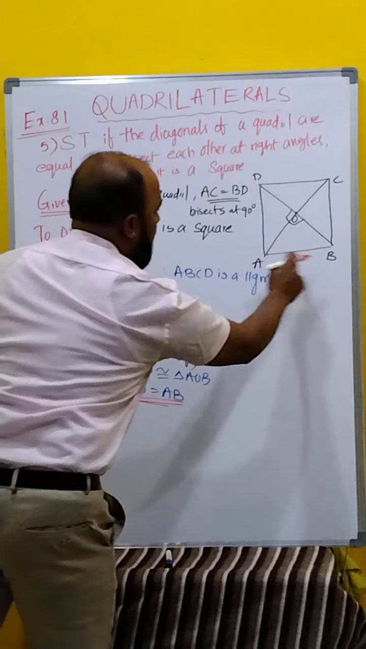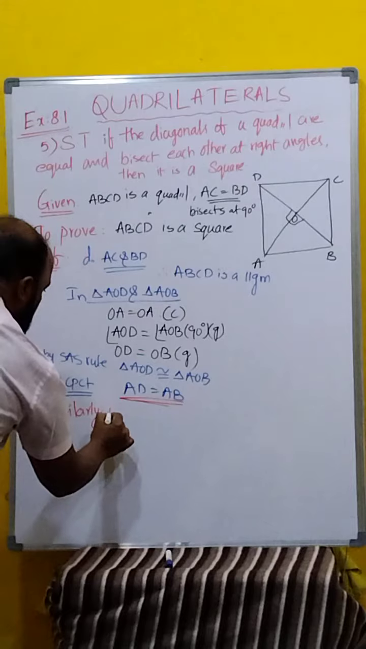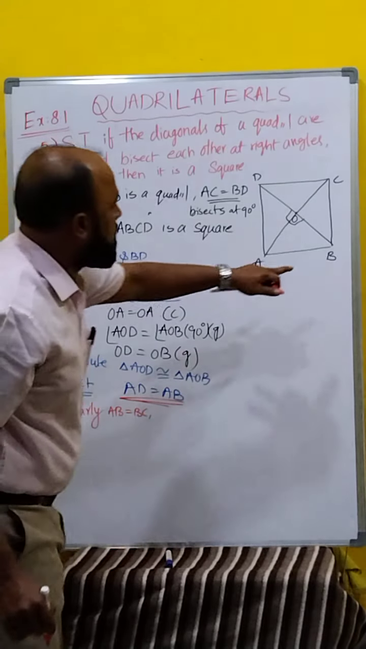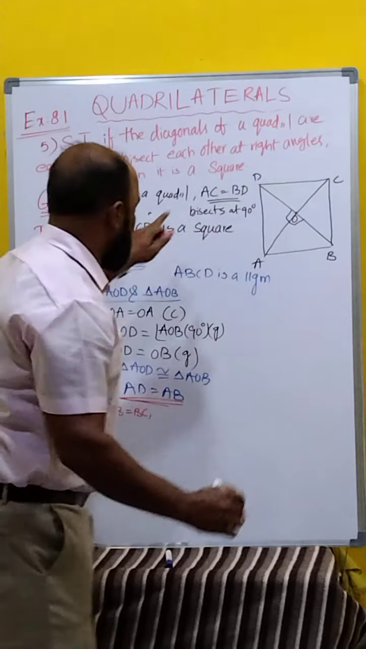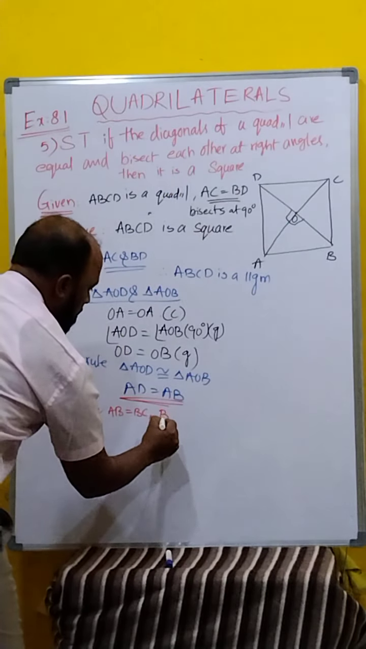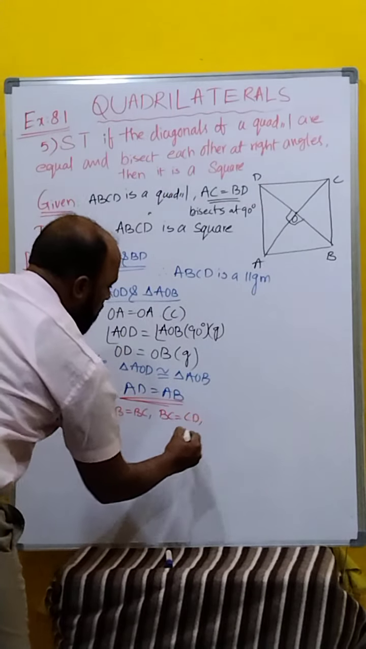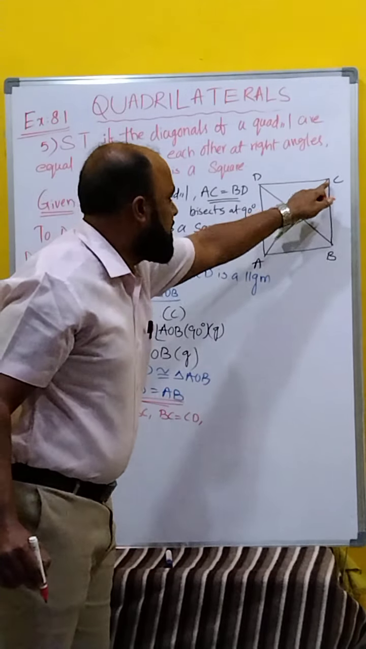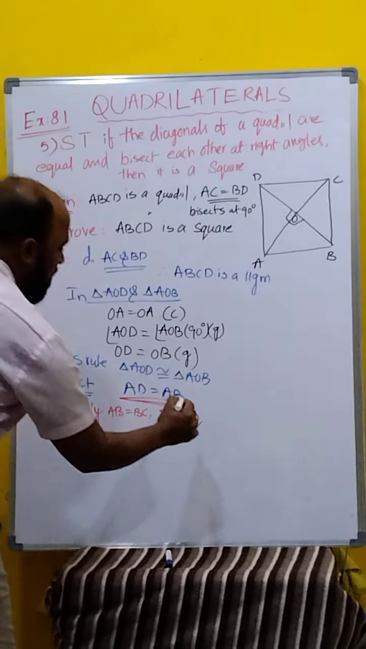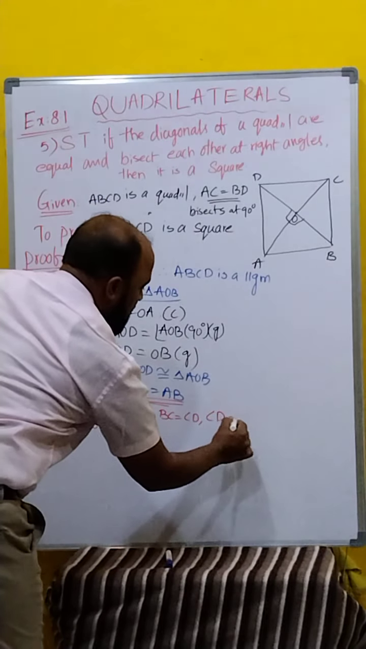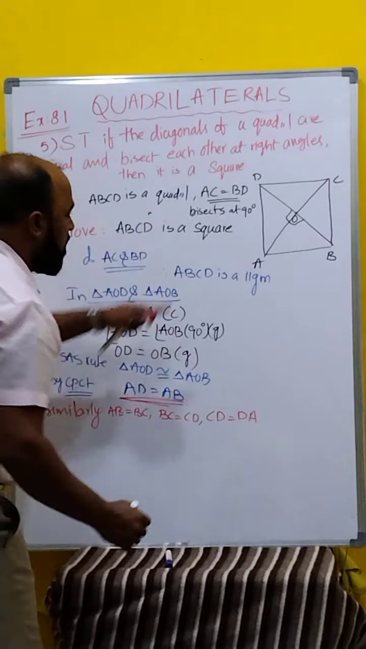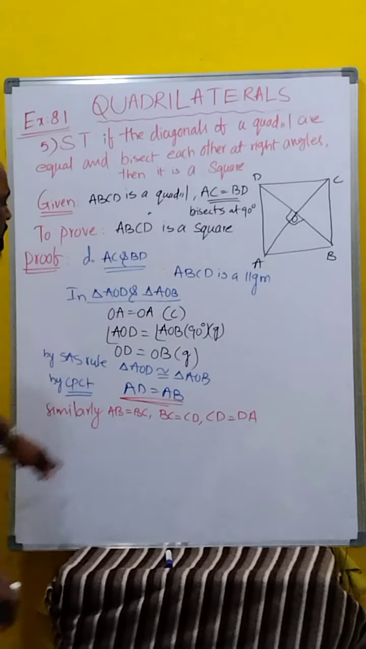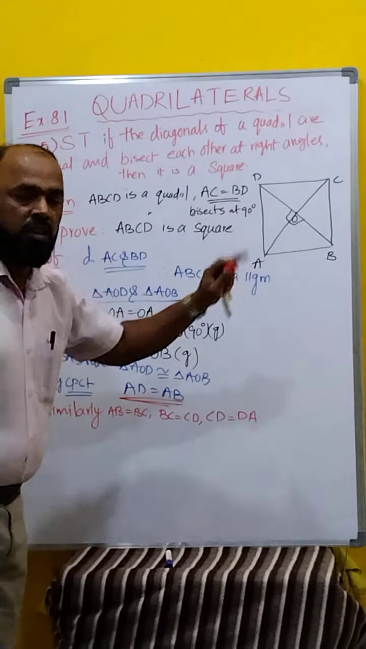Similarly, is AB equal to BC also possible? AB is equal to BC. Next one, BC is equal to CD also possible. BC is equal to CD. Next one, these two triangles are also congruent. Yes, CD is equal to DA also possible. CD is equal to DA. Then finally DA is equal to AB also possible. We already proved it. AD is equal to AB.